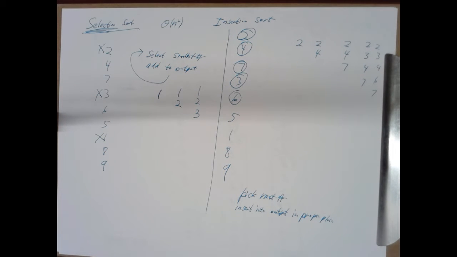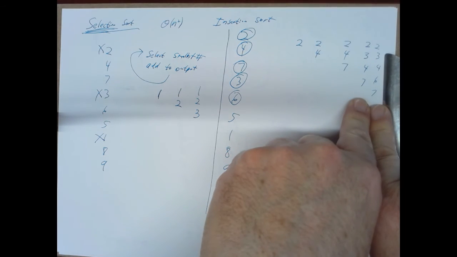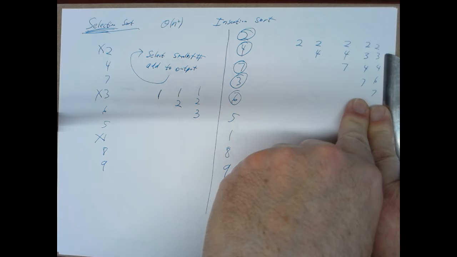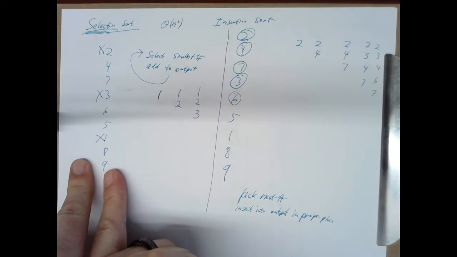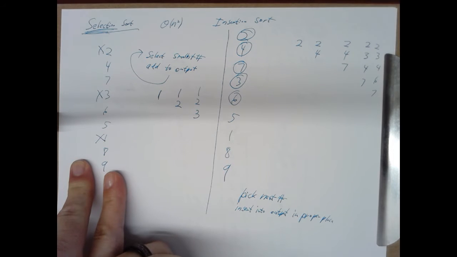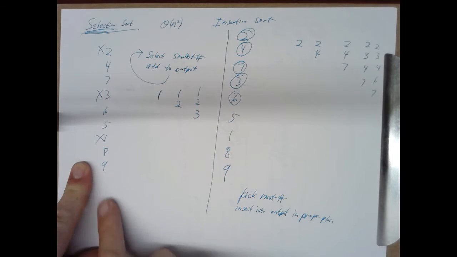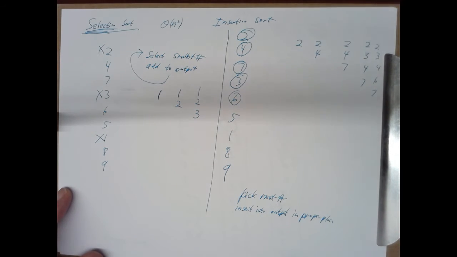So insertion sort, the real sorting operation is taking place when you write into the output. Selection sort, the sorting is taking place when you read from the input. Okay, that's the big difference between the two. So selection, you select in the proper order. Insertion, you insert in the output in the proper order.